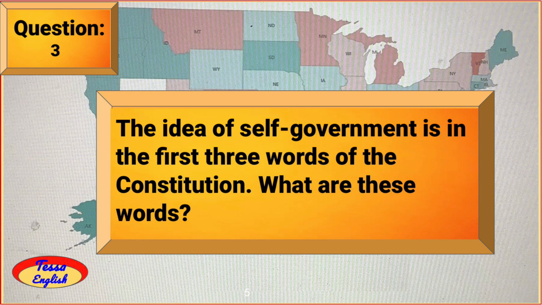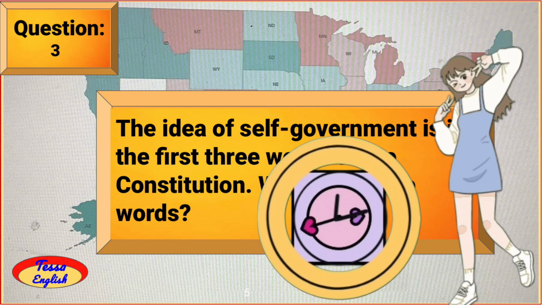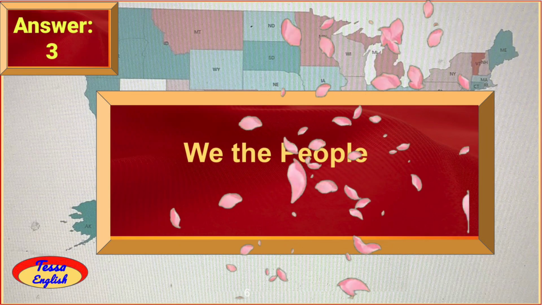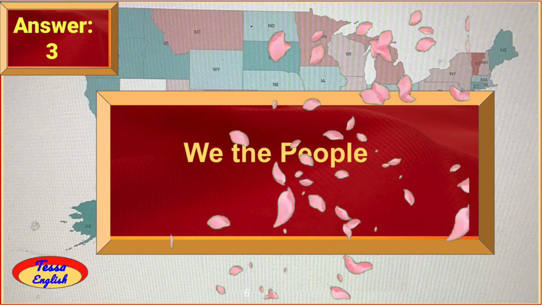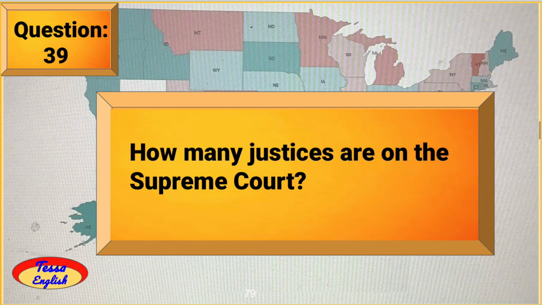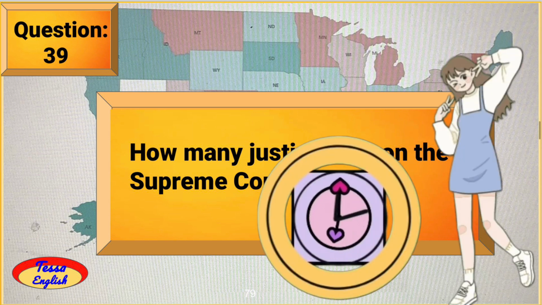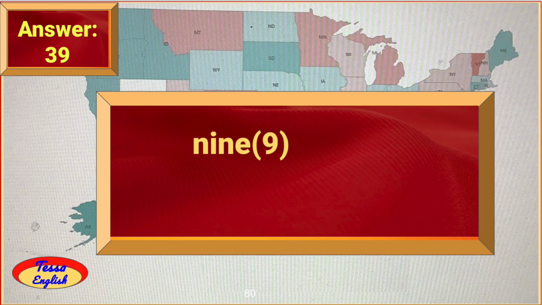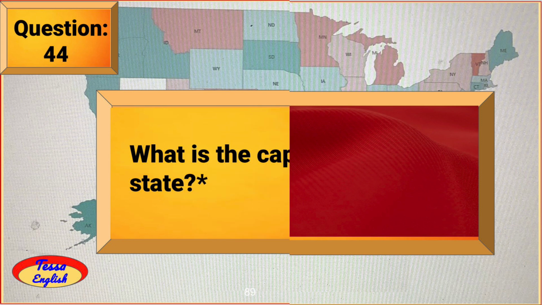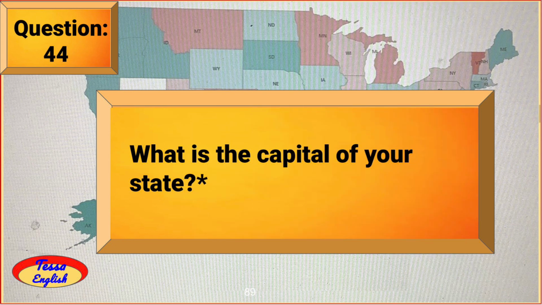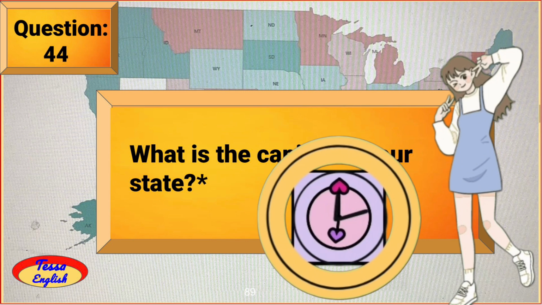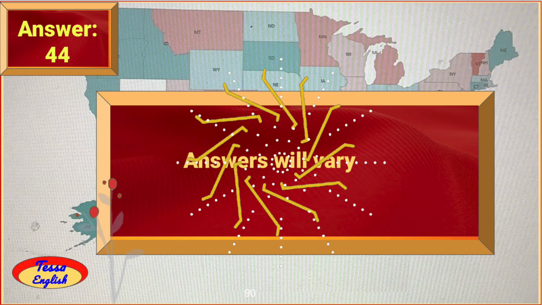The idea of self-government is in the first three words of the Constitution. What are these words? We the people. How many justices are on the Supreme Court? 9. What is the capital of your state? Answers will vary.